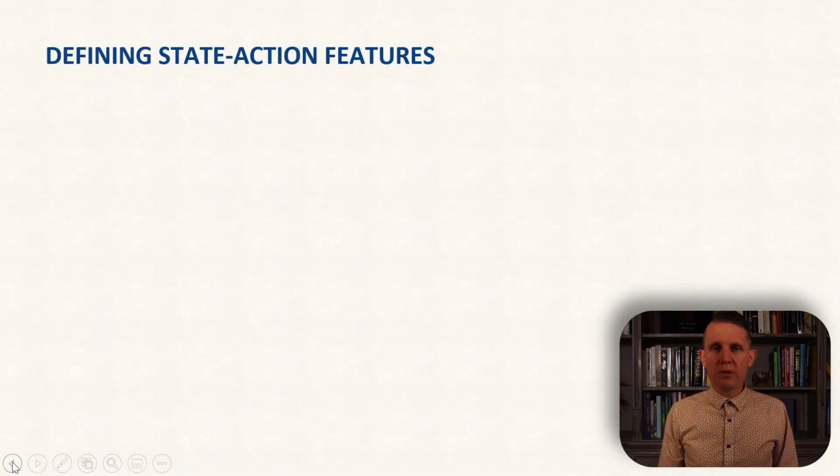So earlier on we talked about defining state action pairs as our features. And I discussed that often it's easier just to think about the world in state features and then convert them to state action features. Turns out there's a very straightforward way to do this.